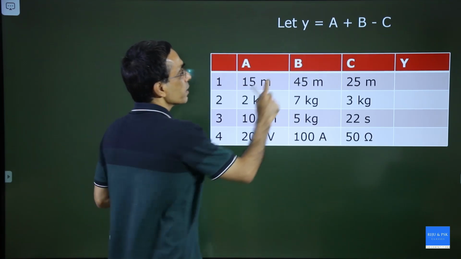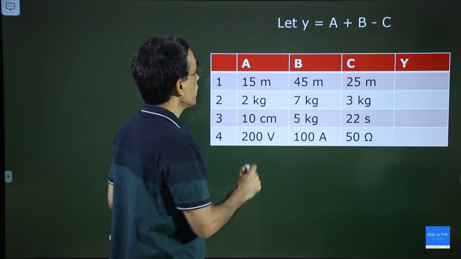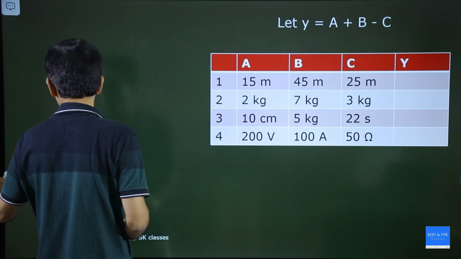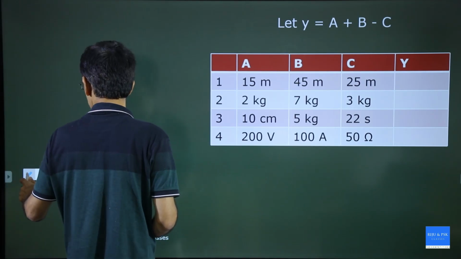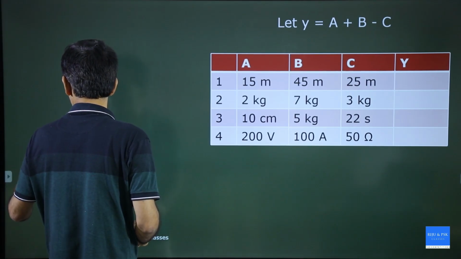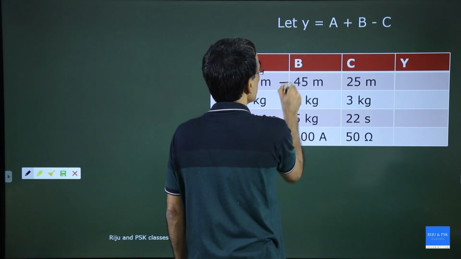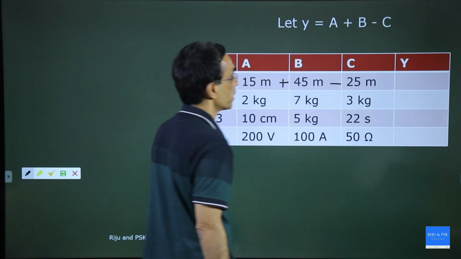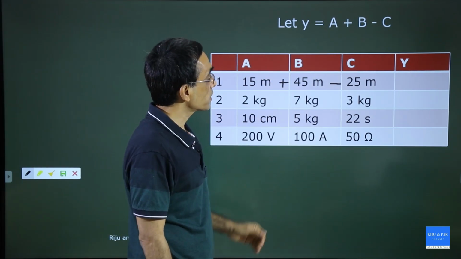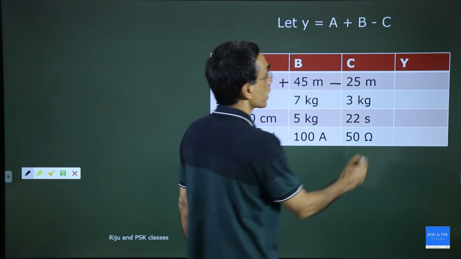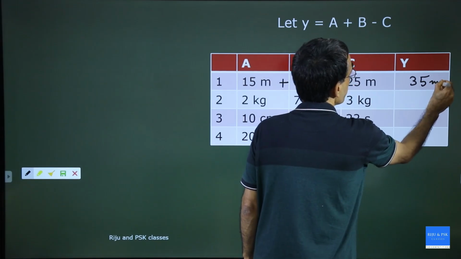What you have to do is use this equation to solve this. I'll give you one example. If it is the first case, what is the value of A? A is 15 meter. A plus B should be done, minus C should be done. And you know, 15 plus 45 will give you 60. 60 minus 25 will give you 35. And what is 35? 35 meter.